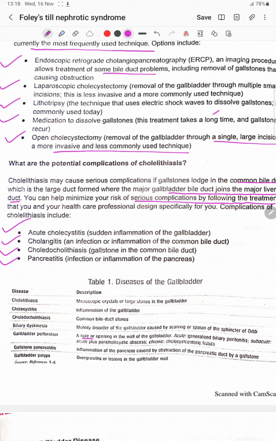Abscess, and the chronic cholecystoenteric fistula. And gallstone pancreatitis, the inflammation of the pancreas, is caused by the obstruction of the pancreatic ducts by the gallstones in the gallbladder.